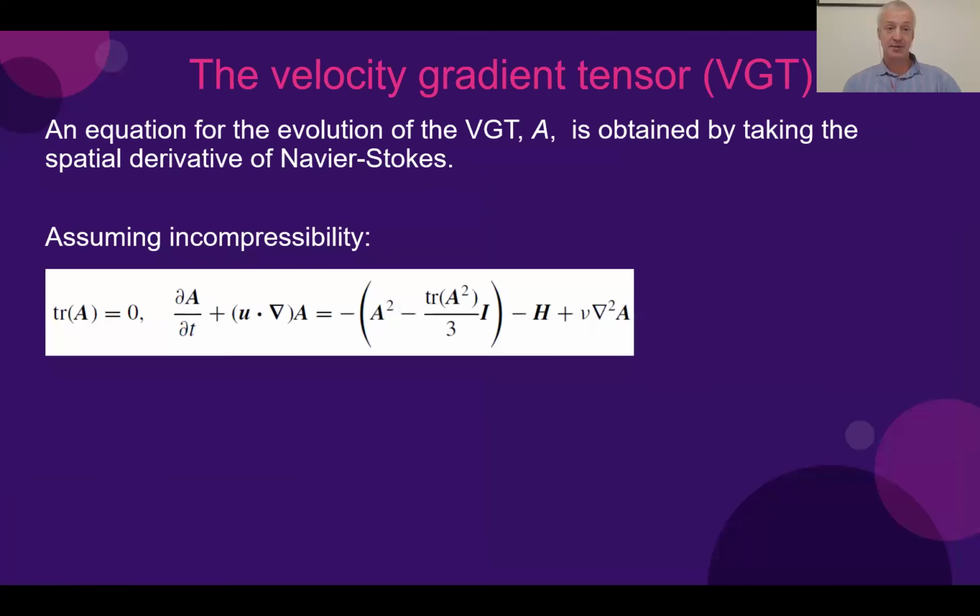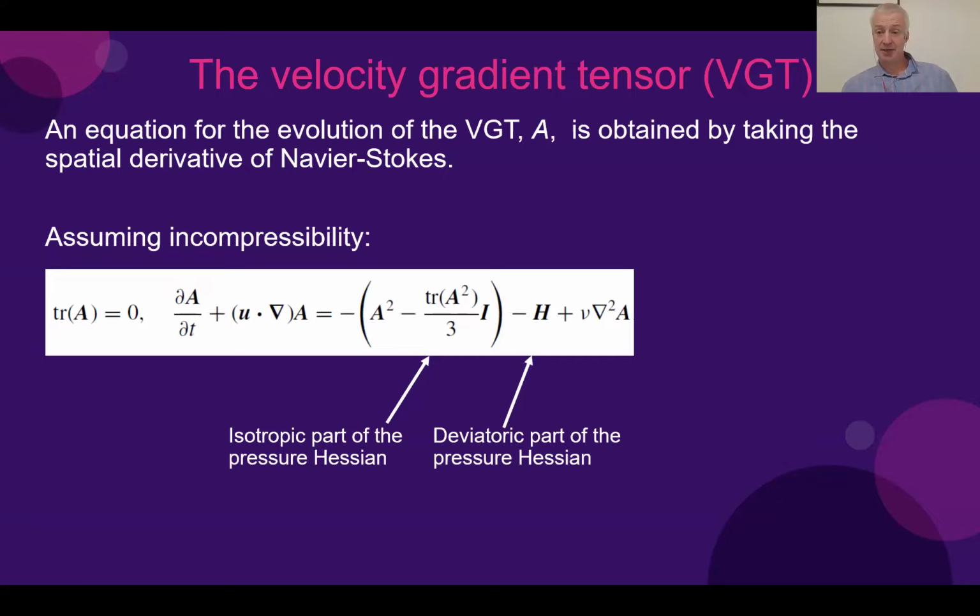Okay, so moving into the substance of the talk then. The VGT, the velocity gradient tensor, is found by starting off with the Navier-Stokes momentum equation and taking the spatial derivative. You end up therefore with, if you're assuming incompressibility, as I will be throughout today's talk, apart from a slight movement away from it at one point, the following equation for the velocity gradient tensor A, where what we've done in this formulation is split out the isotropic part of the pressure Hessian, which is this trace A squared over 3 times identity matrix term, and the deviatoric part of the pressure Hessian. That those are separated out is quite conventional in this approach, as we'll come on to in a little moment.